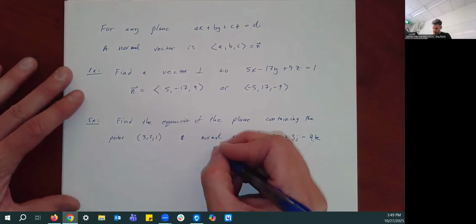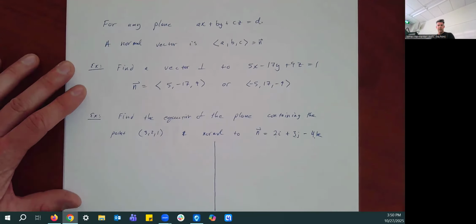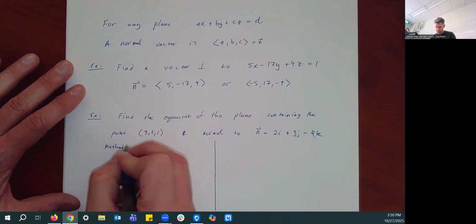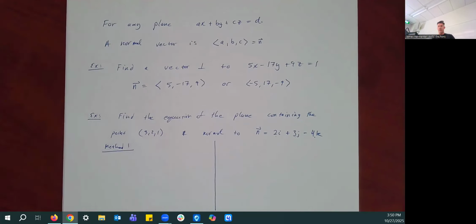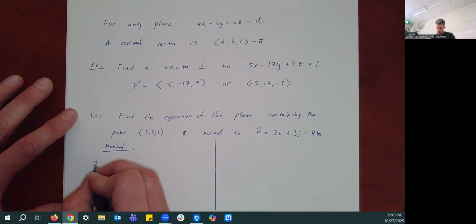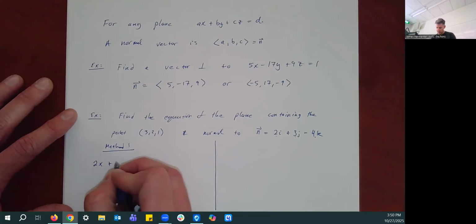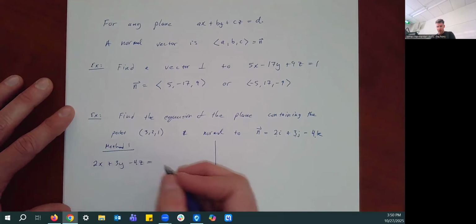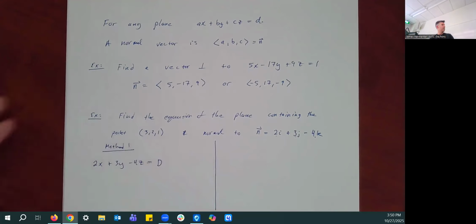There's kind of two ways to do this. Here's kind of the easy way. We already know most of everything. We know it's going to be 2 times x plus 3 times y minus 4 times z equal to some constant. Let's call it d. And then all we're going to do is plug in this point, singular, to find the value of that constant d.